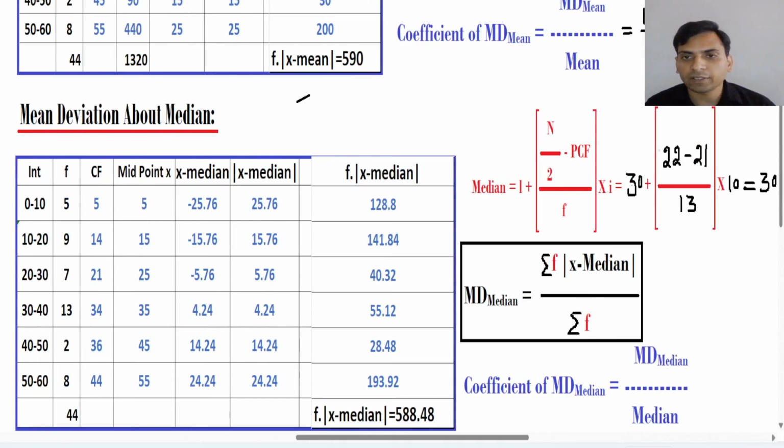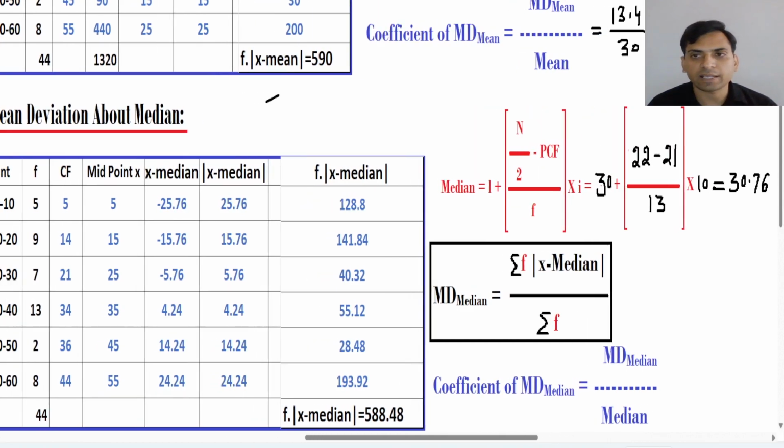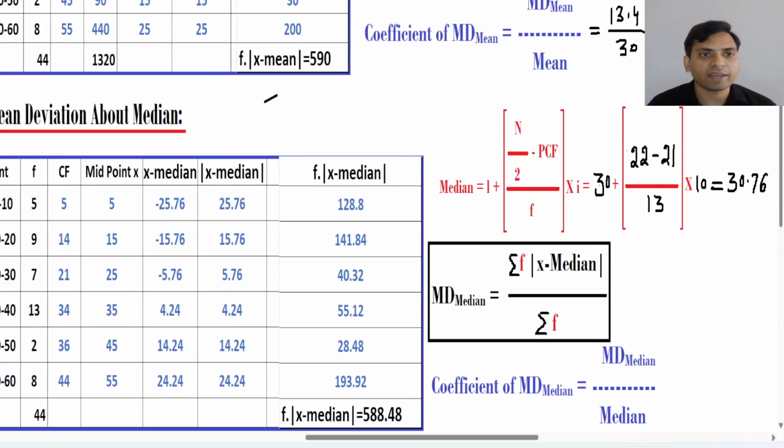So we have the median. The first task is x minus median, so we will create a column for x minus median. x is 5, median is 30.76. So 5 minus 30.76 is minus 25.76. Now we will take its modulus, so all negative values convert into positive, positive remains positive. And this quantity is multiplied by f, so we will create one more column of f into this modulus of x minus median, then we will get the summation.